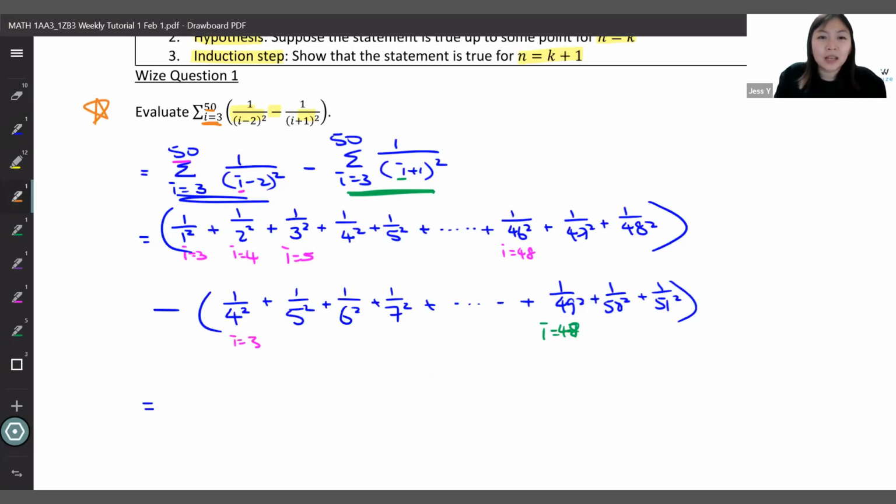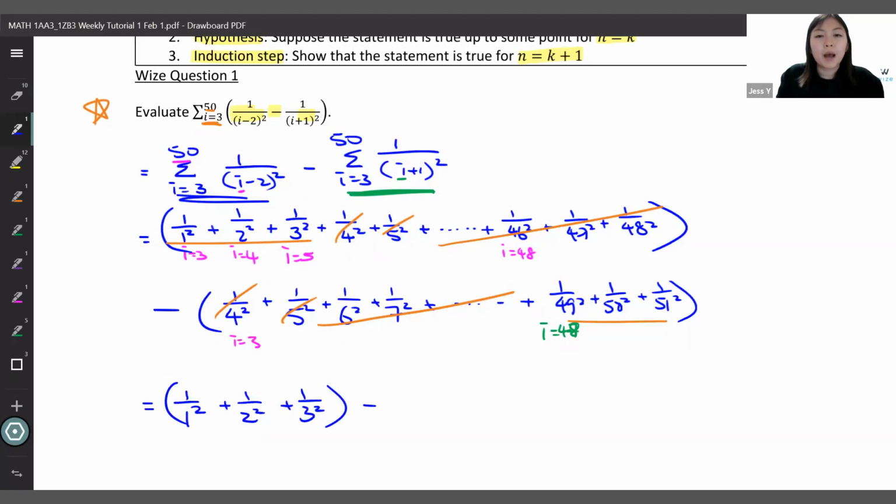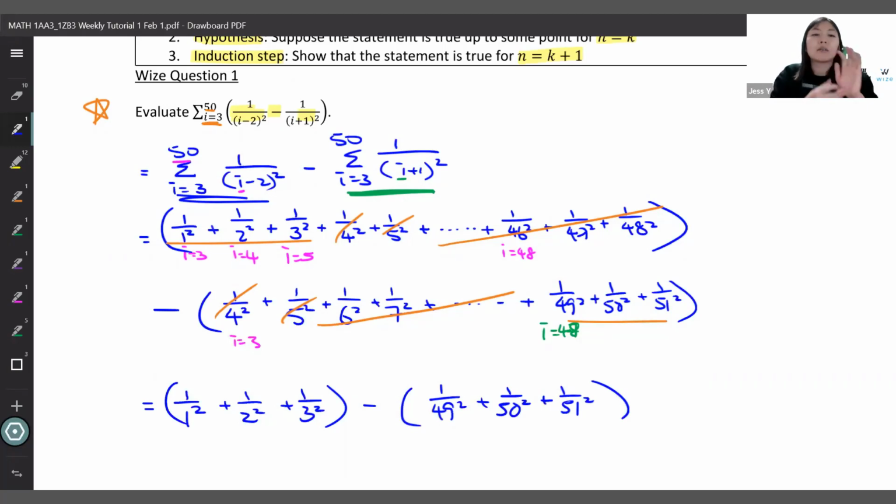So a lot of these terms will cancel. The 1 over 4 squared, 1 over 5 squared. All of these middle guys will pretty much all cancel out, right? And you'll just be left with the first few terms minus the last few terms. So this one becomes 1 over 1 squared plus 1 over 2 squared plus 1 over 3 squared, minus 1 over 49 squared plus 1 over 50 squared plus 1 over 51 squared. And at this point, if you're doing a question like this on the assignment, for example, you punch it in a calculator and what is it?